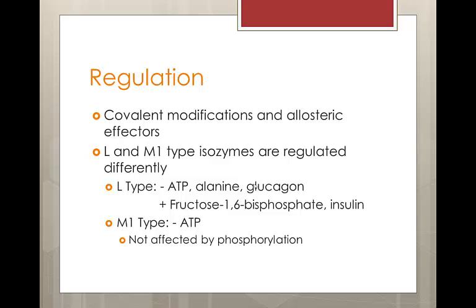The M1 type shares many commonalities in its regulation with the L type, and if you remember, the M1 type is seen in the muscles, the heart, and the brain. Specifically, it will also be inhibited by ATP, but the most important point is that it will not be affected by phosphorylation. So glucagon and insulin are not going to be able to regulate the M1 type, and this is most likely due to the fact that the M1 type is seen in the brain, and the brain needs high glucose, high energy levels to function. So it makes sense that it's not going to be inhibited by glucagon.